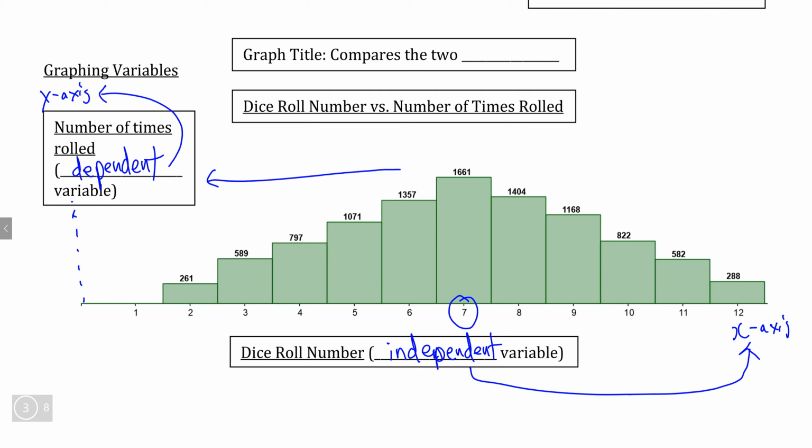The final piece of information that our graph needs in order to be complete is a graph title, which we can see here. And we can see that this graph is a graph that compares the total dice roll number on the x-axis versus the number of times we rolled each number on the y-axis. And therefore, the purpose of the graph title is to show that we compare each of the two variables.